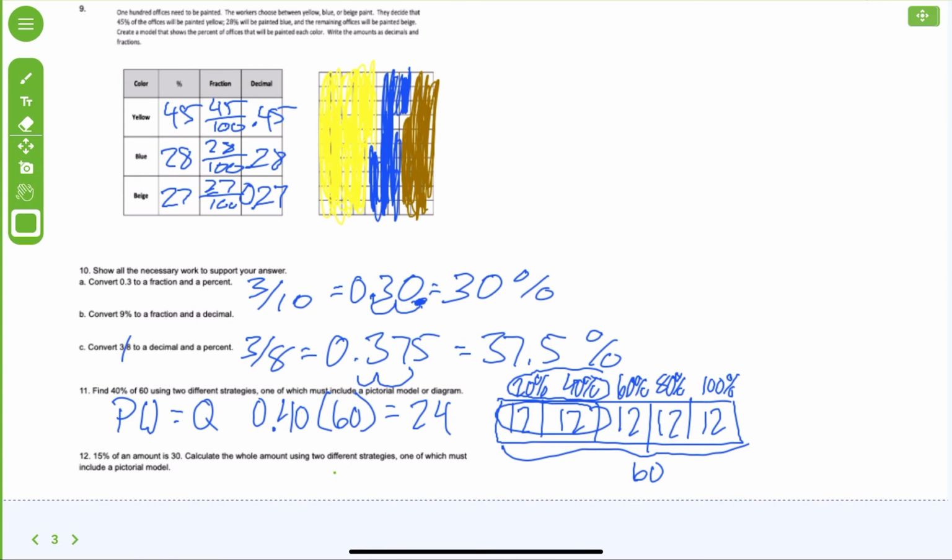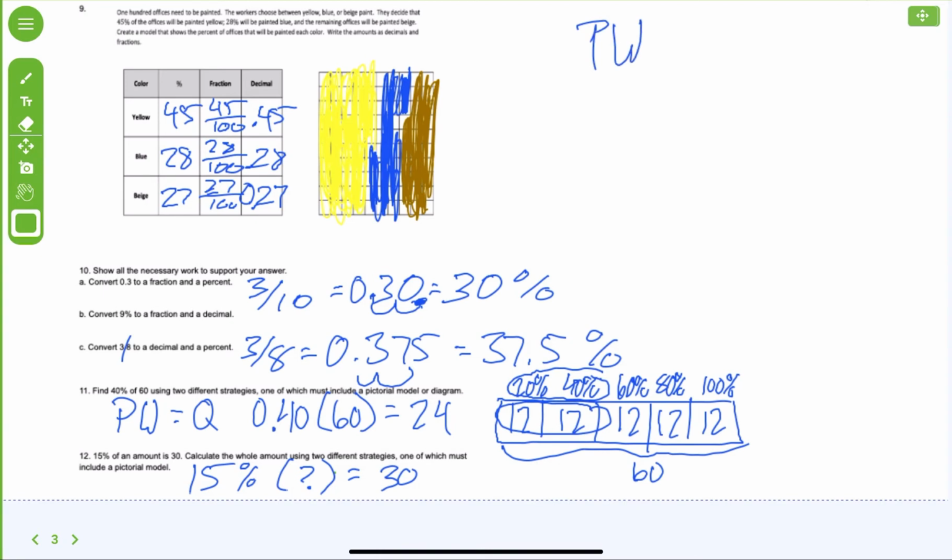Number 12 says 15% of an amount is 30. So we have the percent of some number, we don't know, is 30. Okay? So we don't know the whole. 15% of some whole is 30. So is this number going to be higher than 30 or less than 30? It's going to be higher than 30. So here's how you do this.